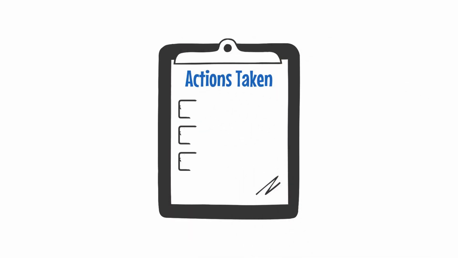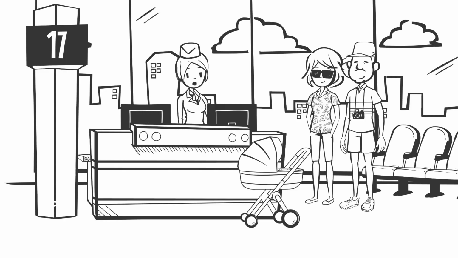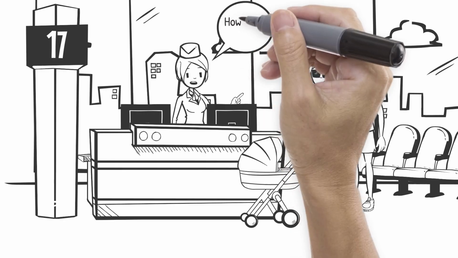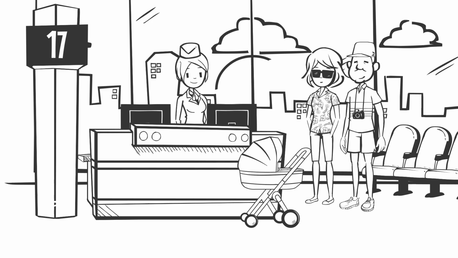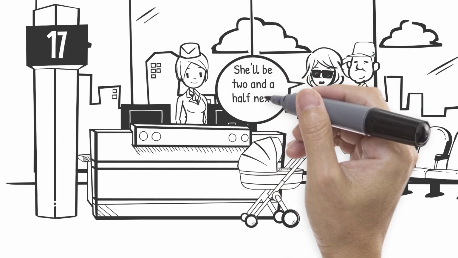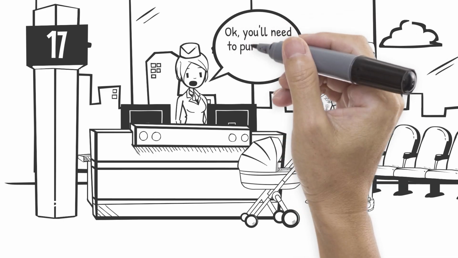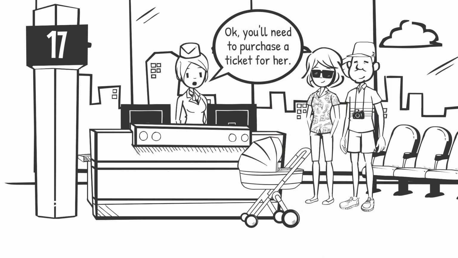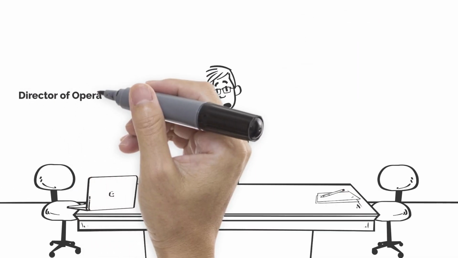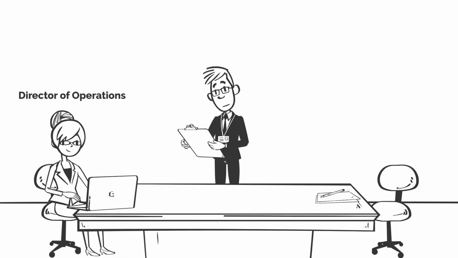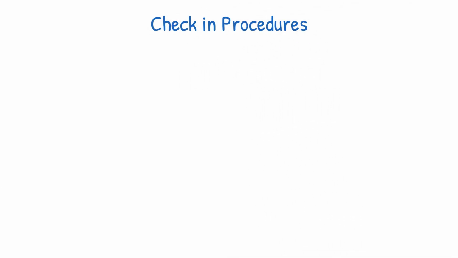Several actions were taken as a result. We revised our check-in procedures with a new control to verify the age of a child. The station manager updated the check-in procedures to include steps to verify a child's age. He also informed the director of operations of the incident and provided revisions to the check-in procedures.